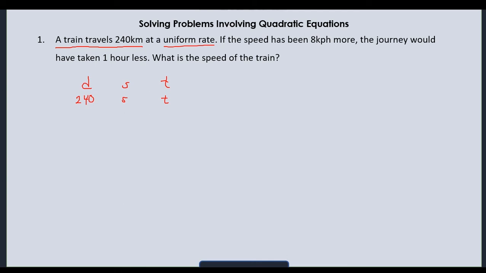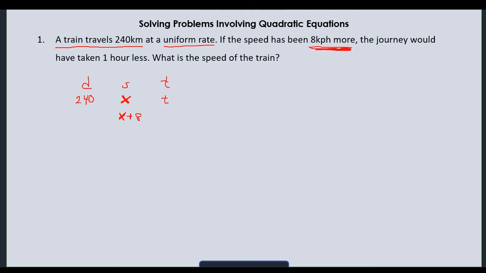And then the second sentence is, if the speed had been 8 kilometers per hour more. So we're going to add to our speed here. Again, this is S. Maybe I should change S to X so that we are not confused with the number 5. So again, I represent the speed as the value of X. If the speed had been 8 kilometers per hour more, I'm going to add it: X plus 8. So meaning 8 kilometers per hour more.